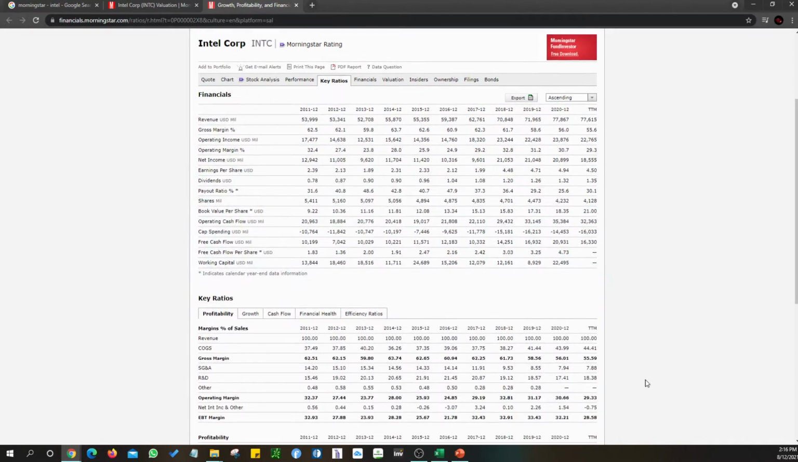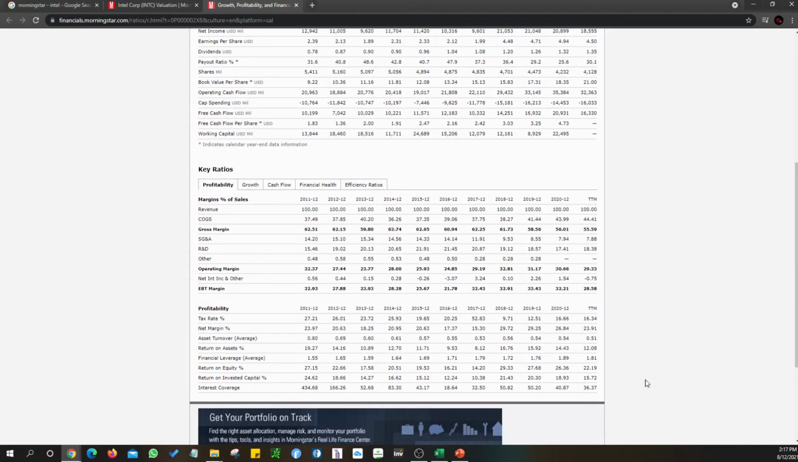Okay, let's go down a bit. Look at their profitability. Let's look at their return on equity. Yes, it has been above 20, so I would say fine, good. It is a good return. Although 25 and above would be excellent.